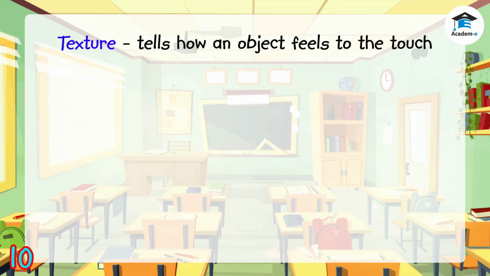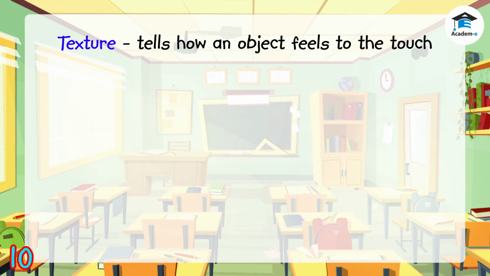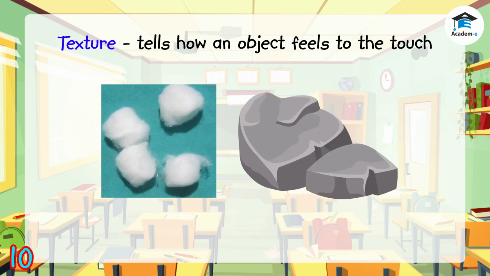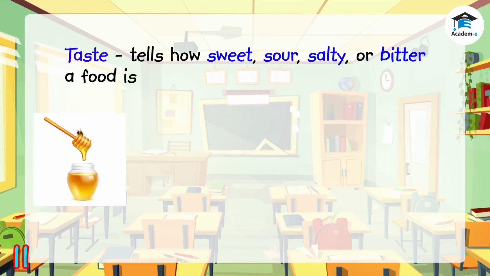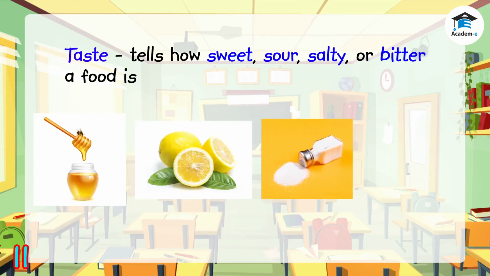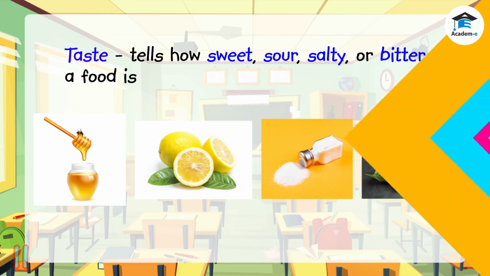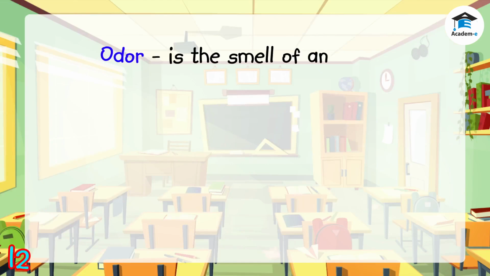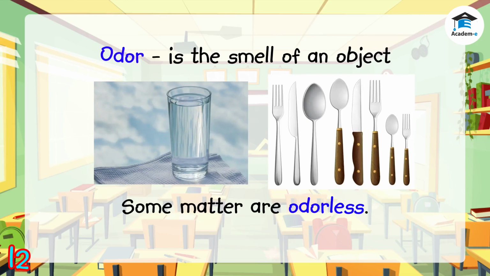Texture tells how an object feels to the touch. An object can be smooth or rough. It can also be soft or hard. Taste tells how sweet, sour, salty, or bitter food is. Odor is the smell of an object. It can be pleasant or unpleasant. Some matter, like pure water and utensils, do not have odor. They are odorless.